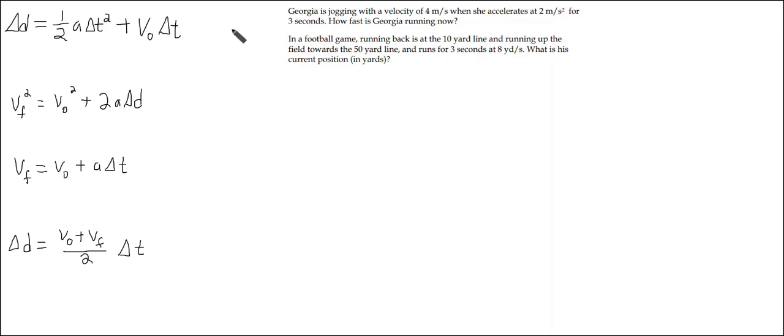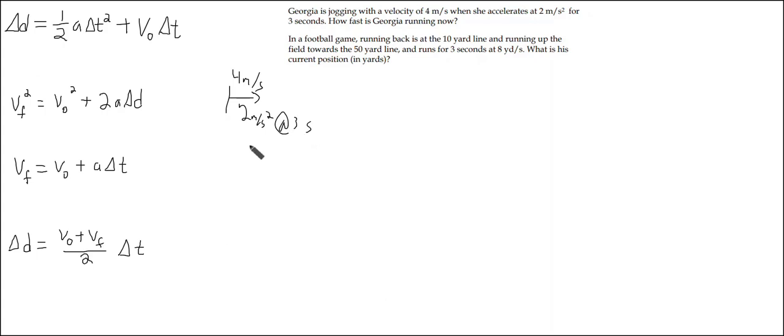This first question says Georgia is jogging with a velocity of 4 meters per second when she accelerates at 2 meters per second squared for 3 seconds. How fast is Georgia running now? Okay, so always start with a picture. Although this one you might argue and say you don't necessarily need one, but for sure when you're first getting started with this, draw a picture so you understand what is happening. You have some initial spot. You're moving forward at 4 meters per second. And you're accelerating at 2 meters per second squared for 3 seconds. Now, all this is in the same direction. That means everything is positive.